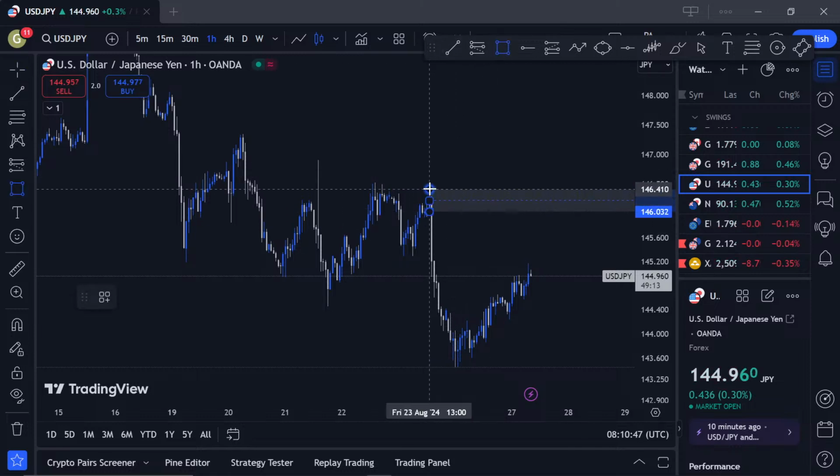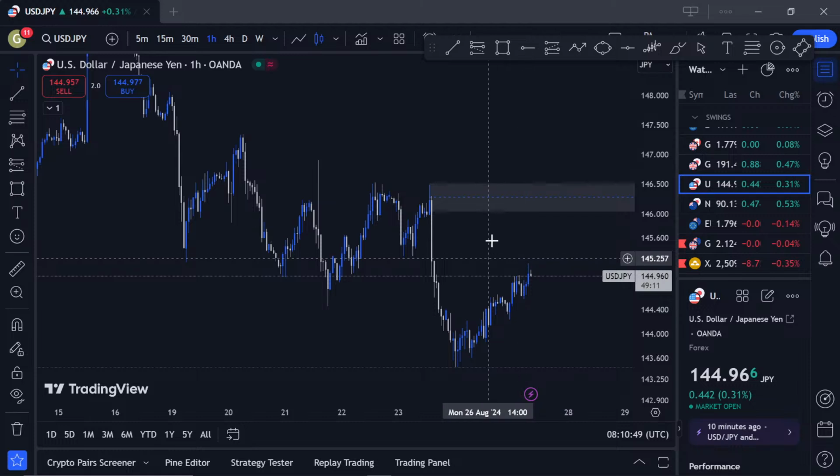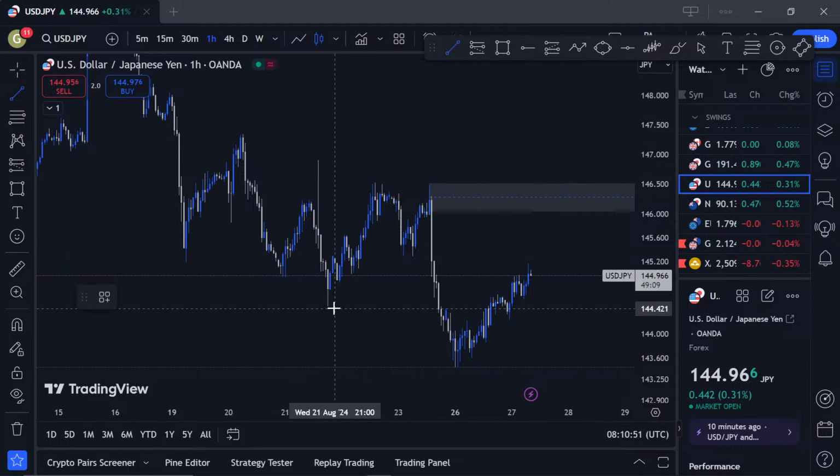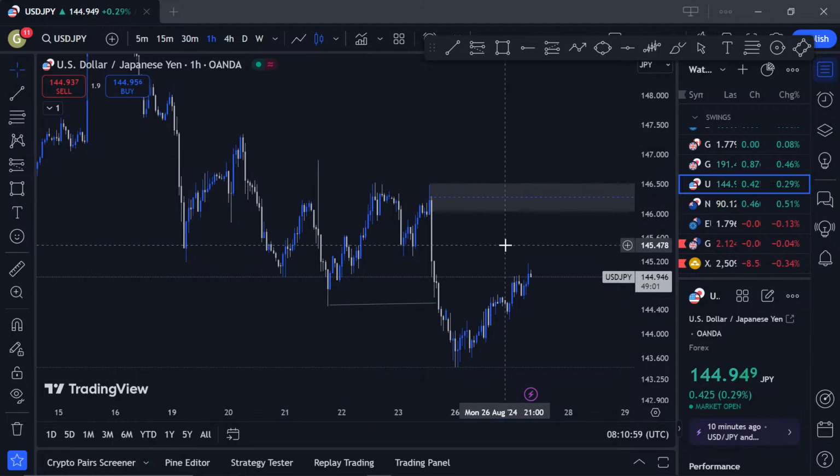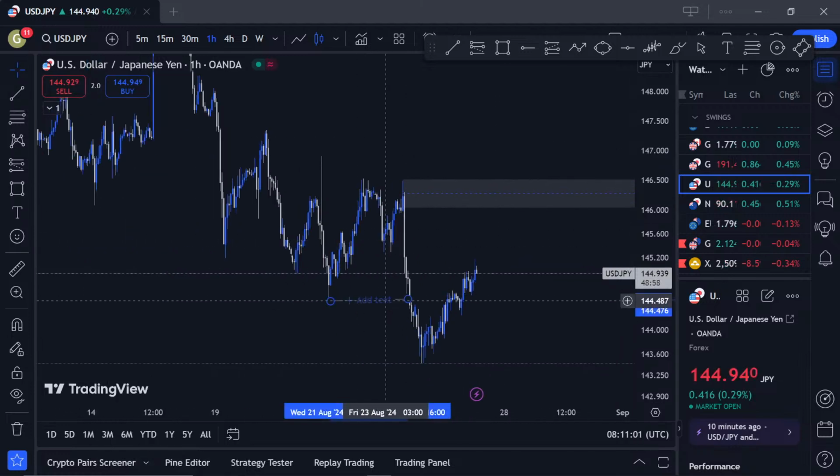And this supply gives us a break of structure here. So there's a break of structure here, and then we'll have this supply here as well. So for that reason, I'm also going to mark it out. So you see, we have a break of structure here.